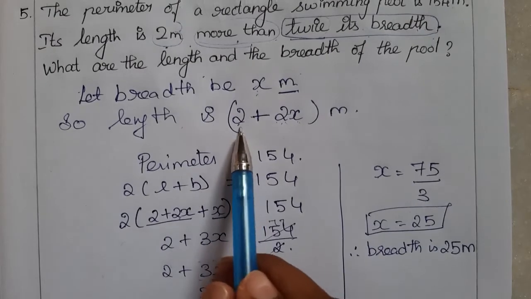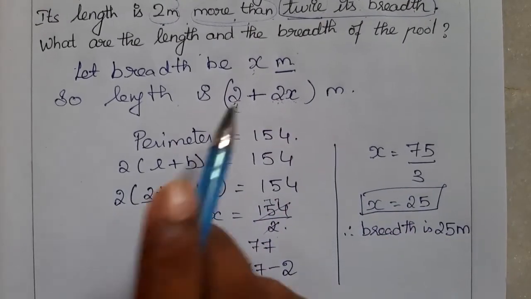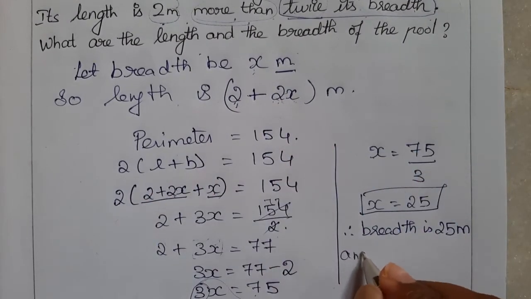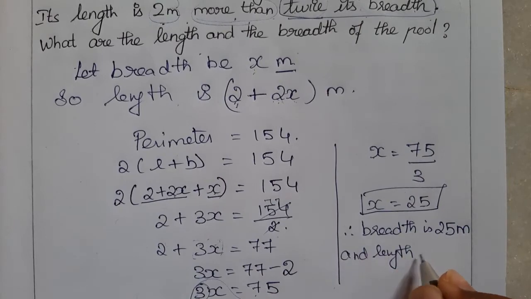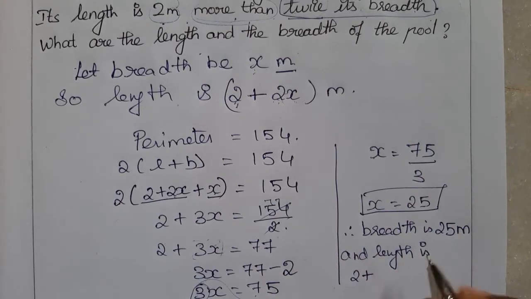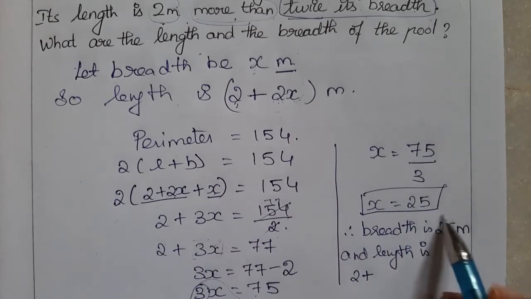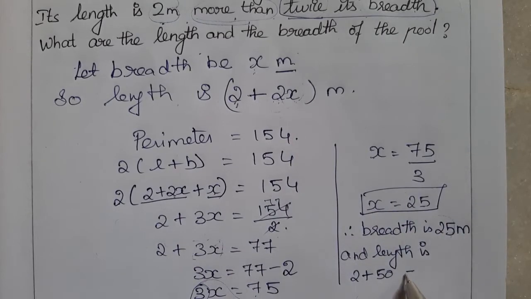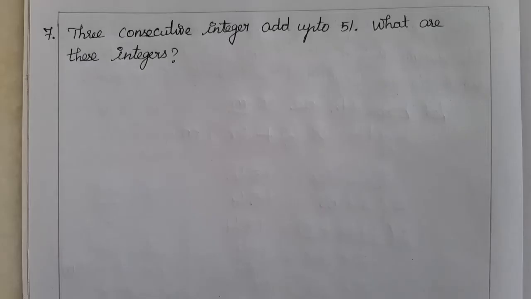The length is 2 more than twice the breadth, right? So this expression: the length is 2 plus 2x. So 2 times 25 is 50. So 2 plus 50 is 52 meter. We go for the next problem.